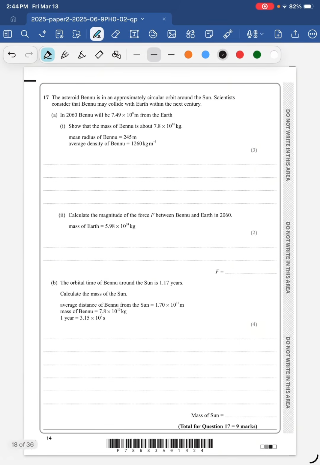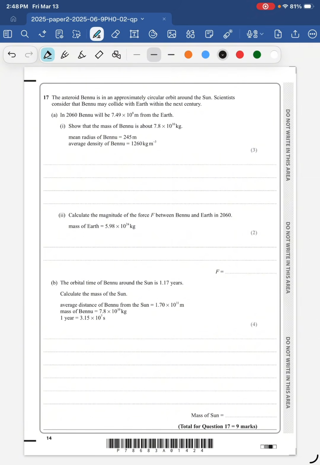So let's move on. The asteroid Bennu is in an approximately circular orbit around the Sun. Scientists consider that Bennu may collide with Earth within the next century. By the way, I have a video, I think two videos, where I play around with Universe Sandbox. This is a simulation software that allows you to simulate astronomical objects. So this just gave me an idea for a future video. Maybe I will try to make Bennu collide with Earth and see what happens. We'll see, in the simulation, I mean.